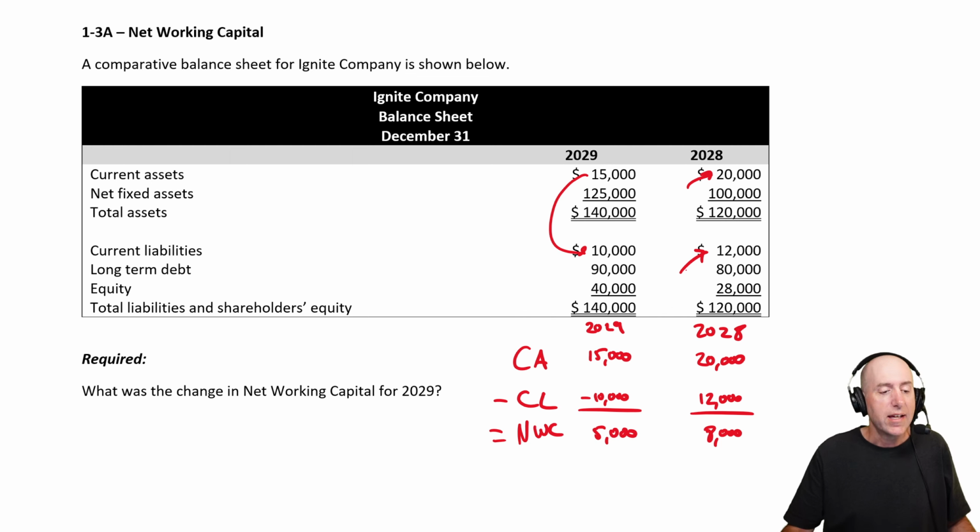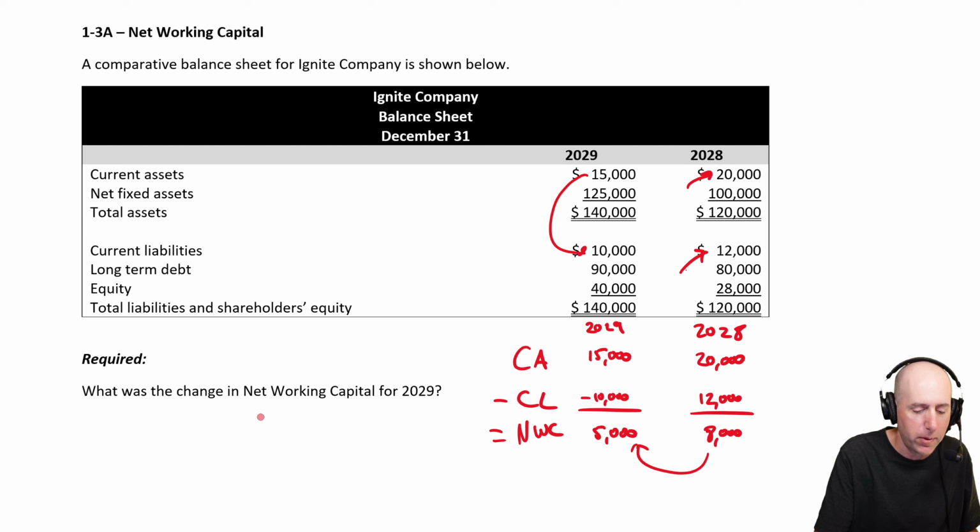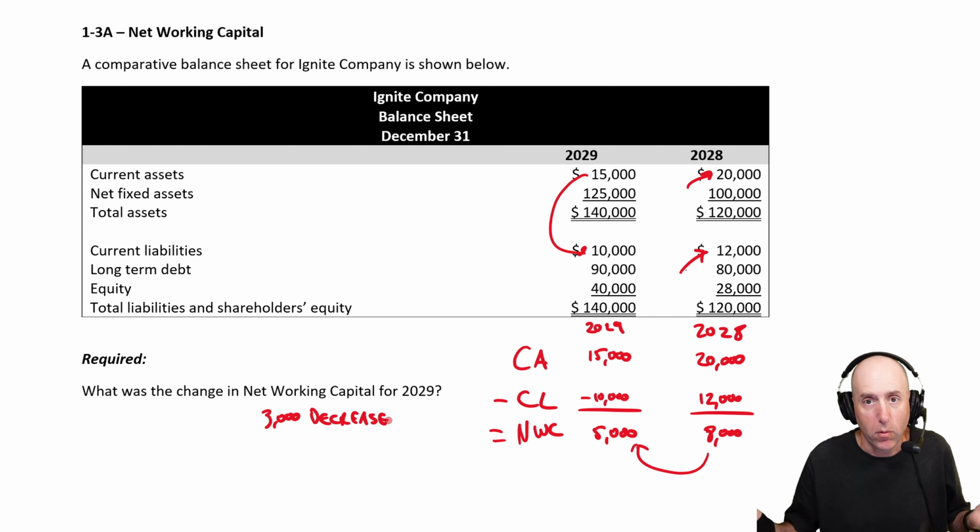Okay, what was the change in the net working capital? Well, it went from 8 down to 5. The change was it decreased by $3,000. The change in net working capital is a decrease, not by $30,000, but by $3,000. Okay, we've solved 1.3a. What was the change in net working capital? It went down by $3,000. An easy or easier problem than most.